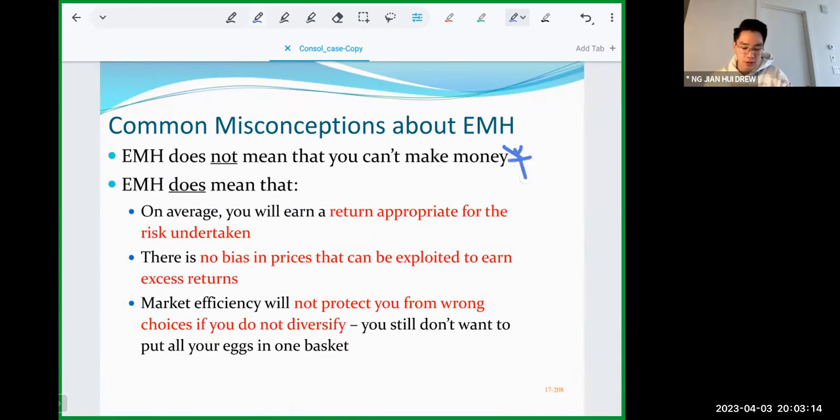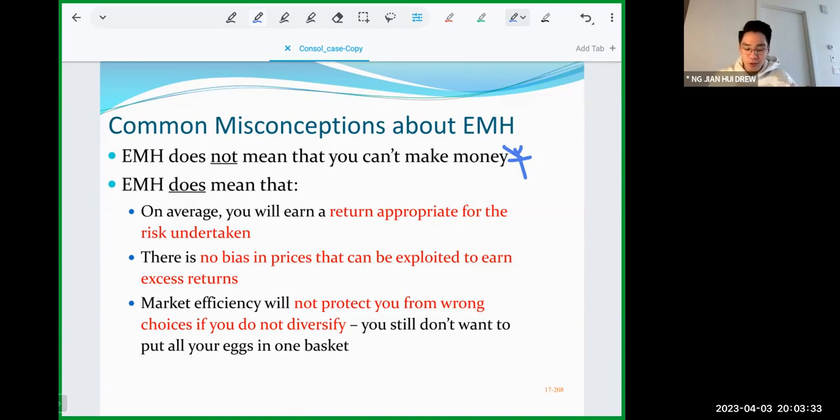So sometimes, questions can test your theoretical knowledge. Like, does the efficient market hypothesis mean that you cannot earn returns? Of course, most of the time questions will not ask you so directly. They give you a scenario, right? And you need to be able to apply this concept to the scenario.